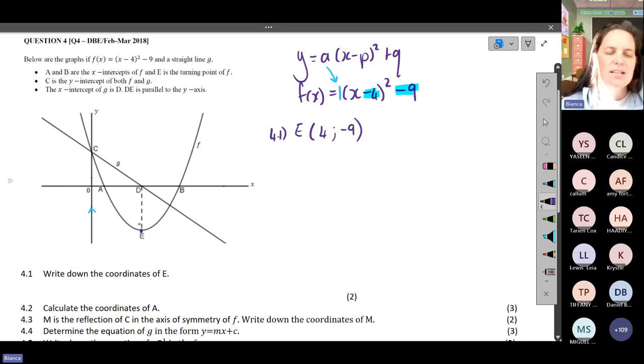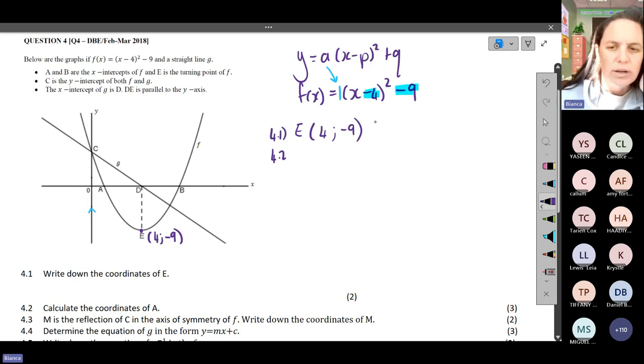Does it make sense that that has a positive x value? It should. And the negative y value? It should. Well, it does. There's negative 9. So that's easy, 2 marks. All you're doing is just reading off the formula. 4 and negative 9. Okay, 4.2.